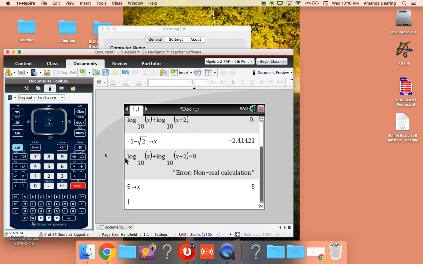Okay. And then I'm going to type 2 times the natural log, and the natural log has its own button with the e attached to it. 2x plus 2. That is supposed to equal the natural log of 16, plus 2 times the natural log of x minus 2.